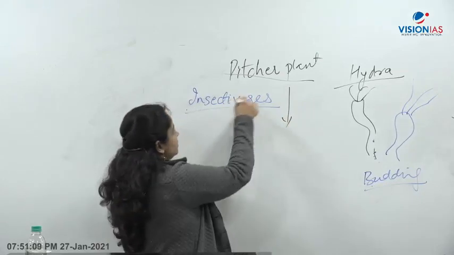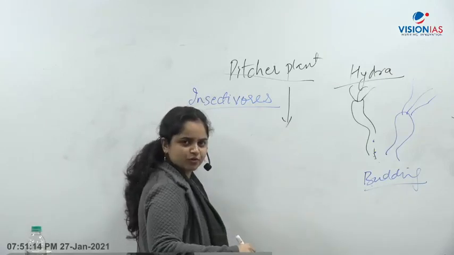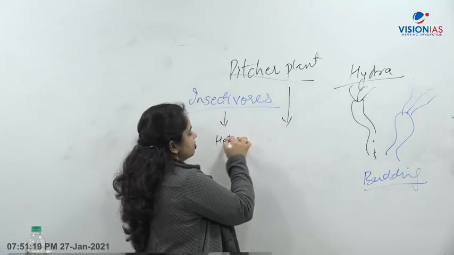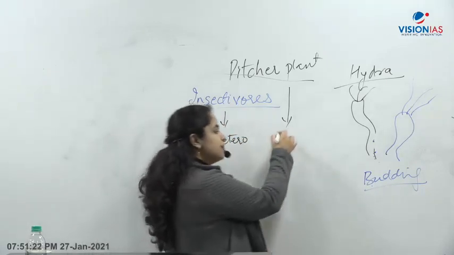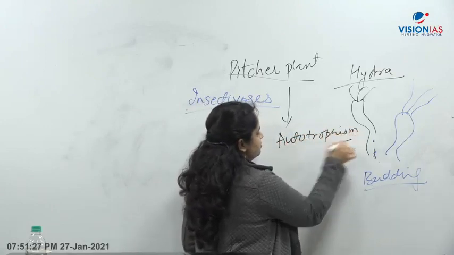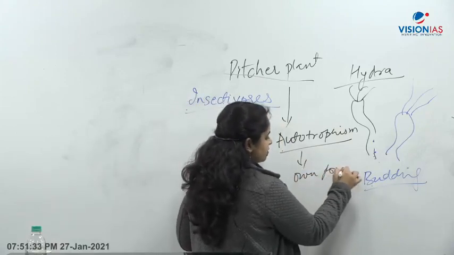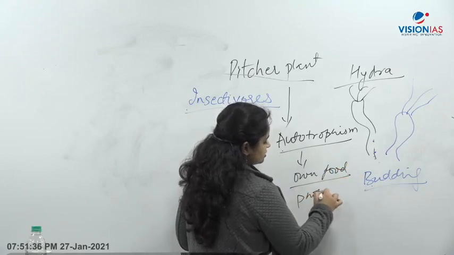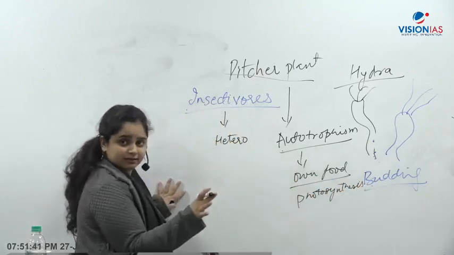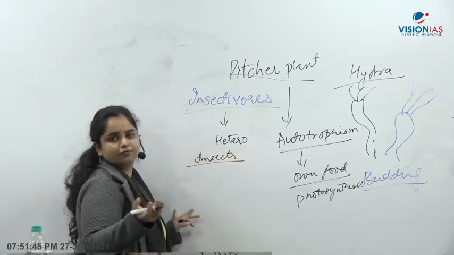right? But eating insects, you can say, is a heterotrophic nutrition mode. So additionally, they might have a heterotrophic nutrition mode, but that does not mean that the main function of autotrophism is absent. Autotrophism is there. They are making their own food. They are doing photosynthesis. Photosynthesis is how they make their own food. But they are also eating insects, but there is a reason for that.